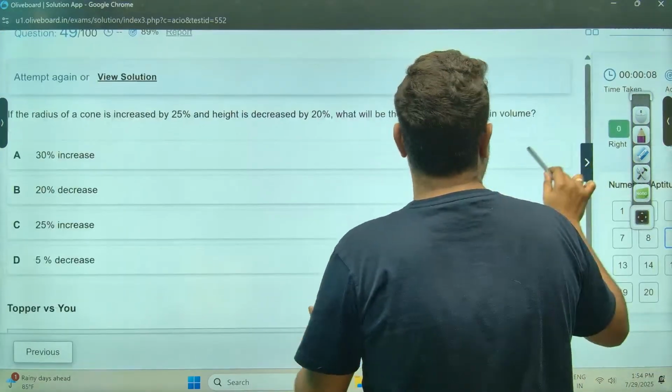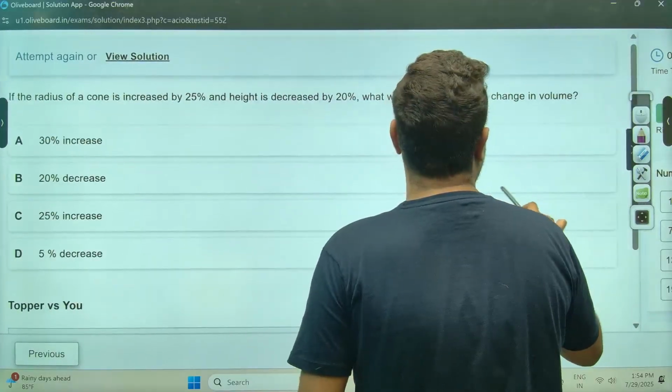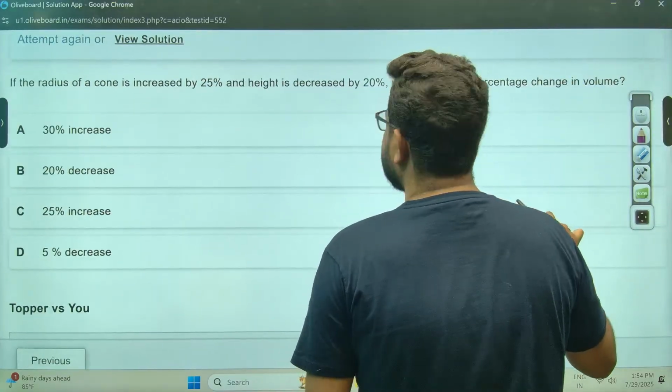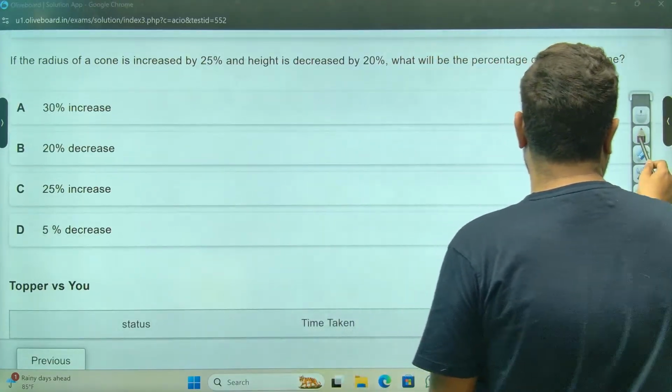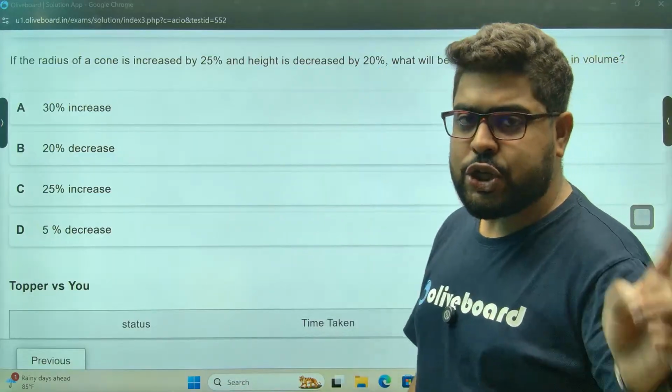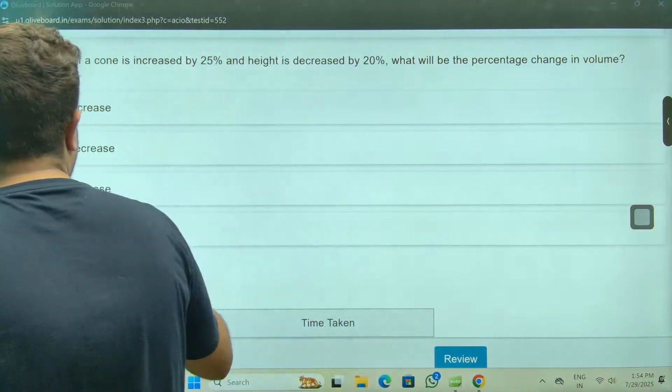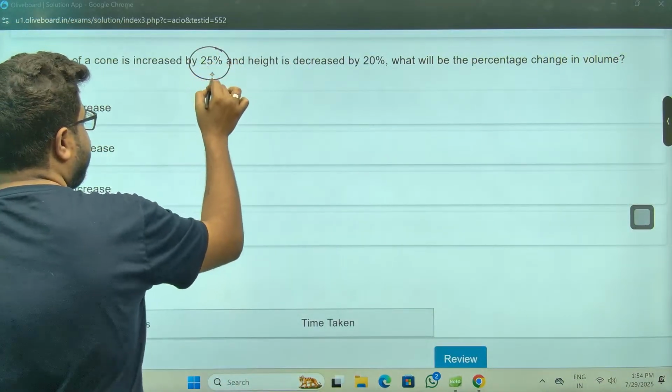Radius of the cone increased by this much. Sir, you can use two ways. I told you, there are two ways: either ratio or the AB theorem. So let's try ratio. 25% means 1/4.